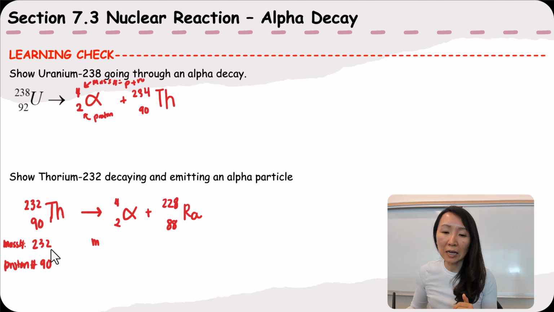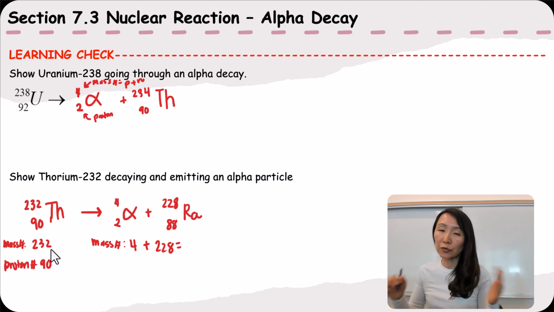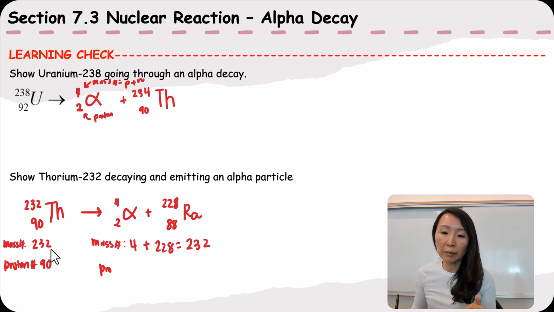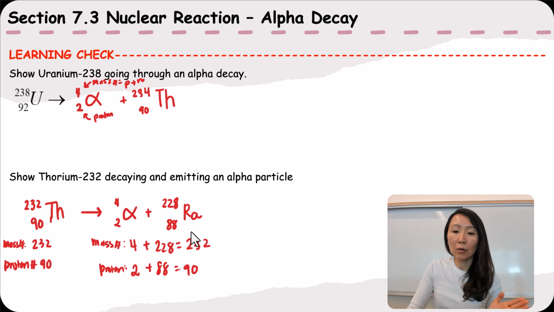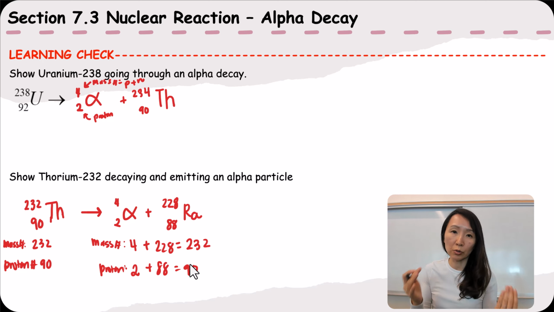On the right-hand side, for the mass number, one part comes from the alpha particle, which is 4, and the other comes from radium, which is 228. If you add the two together, it will be 232. The proton number on the bottom is, from the alpha particle, 2, and from the radium, 88, and so there's 90. So if you look at the left side and the right side of the equation, the totality of the mass number and the totality of the proton number should equal out.